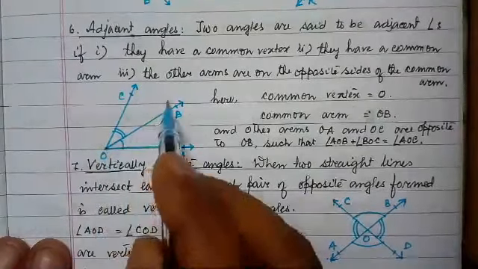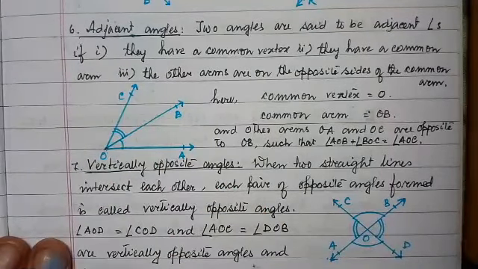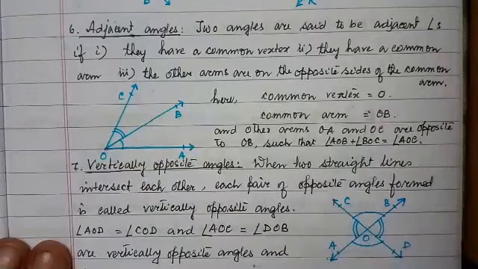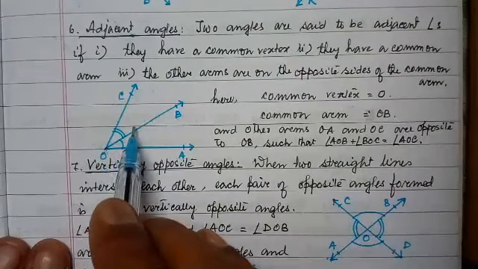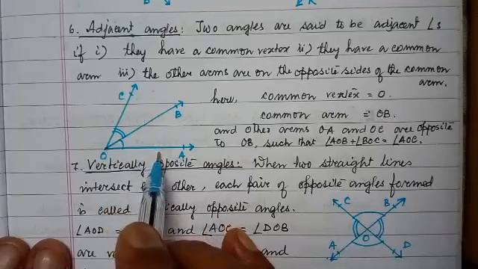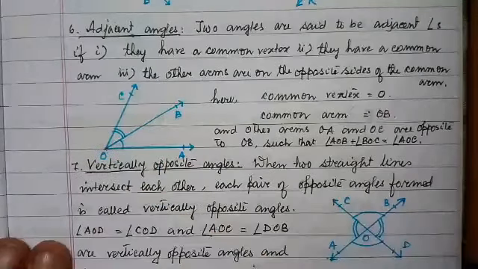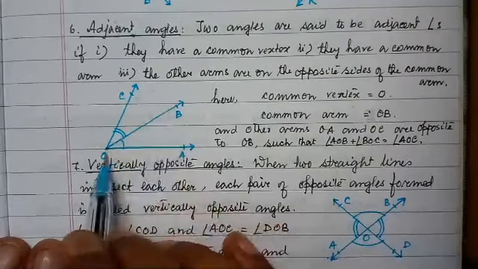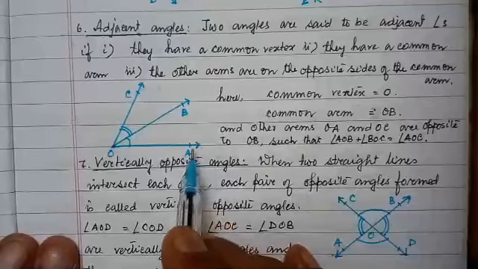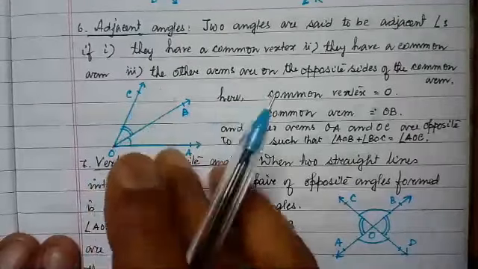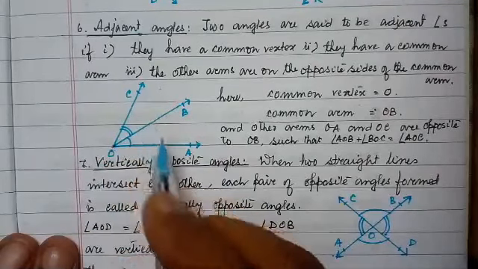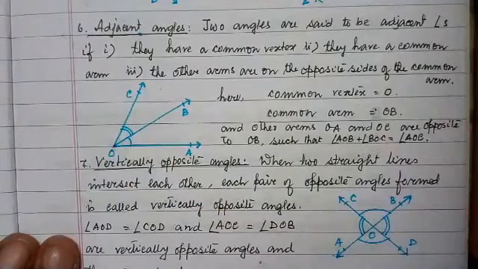Common arm is OB. And the other two arms, that is OA and OC, are opposite to OB. OA is to this side and OC is to this side, such that angle AOB plus angle BOC is equal to angle AOC. These two angles, angle AOB and angle BOC, are called adjacent angles.